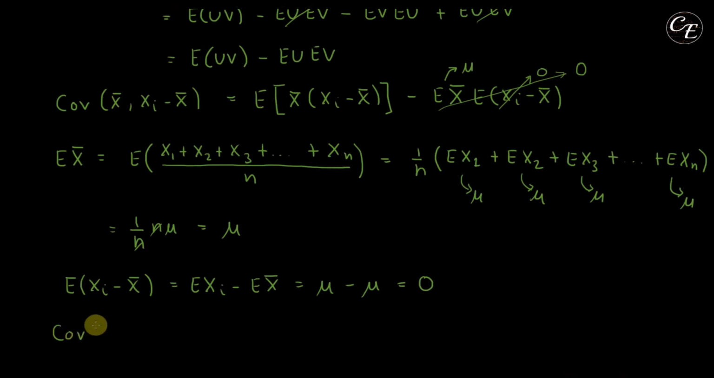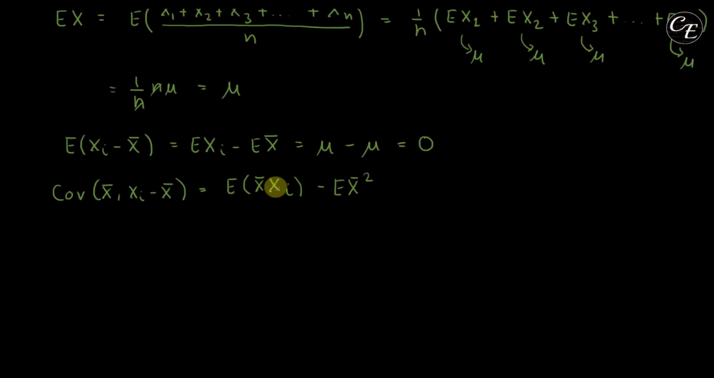So now covariance of x bar, x sub i minus x bar is equal to this one. Let us distribute this x bar for each term here, and also this expectation for the resulting terms. So we have expectation of x bar times x sub i, and then expectation of x bar times negative x bar. So we have negative of expectation of x bar squared. Let us do this one first.